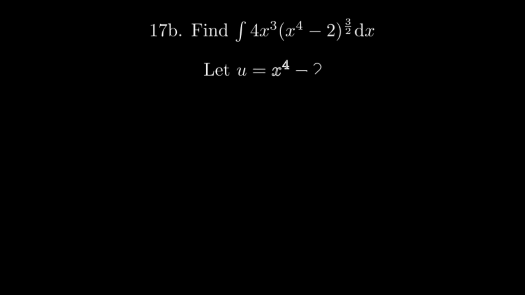Let's move on to question 17b. We need to find the integral of 4x cubed times the quantity x to the 4th minus 2 raised to the power of 3/2 with respect to x. Again, this looks like a good candidate for u substitution. Let's set u equal to the expression inside the parentheses. Now, we find the derivative of u with respect to x. Rearranging this, we get du equals 4x cubed dx.